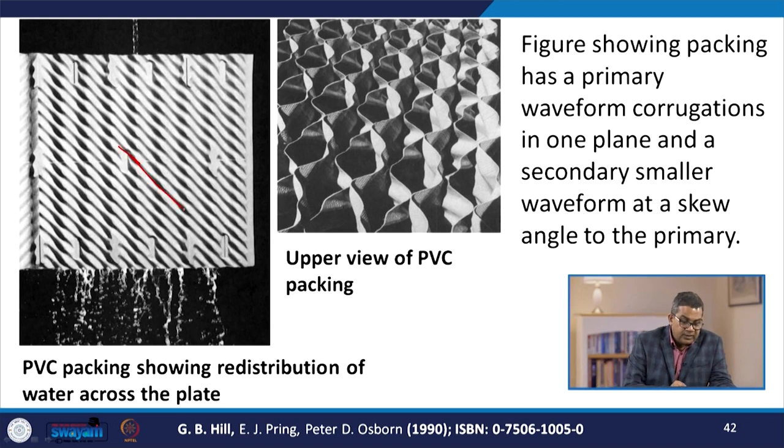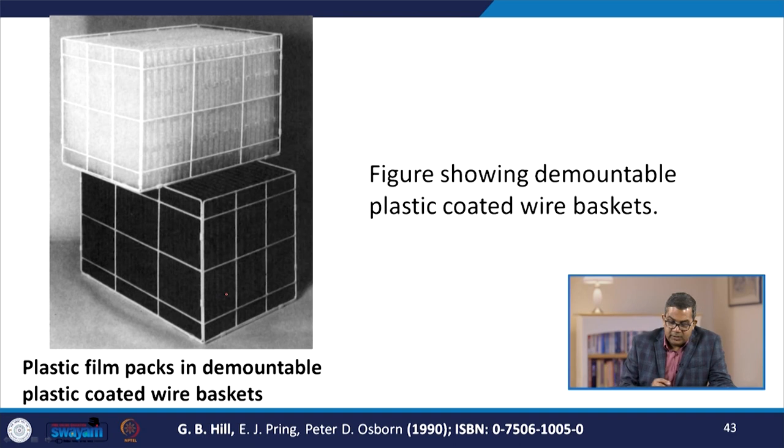Now, here you see this arrangement, this is the PVC arrangement. This figure shows the packing has a primary waveform, the corrugation in one plane, and a secondary smaller wave front at a skew angle to the primary. This is the upper view of PVC, and this is the side view of the packing. This photograph shows the demountable plastic coated wire basket. These are plastic film packs in demountable plastic coated wire baskets.